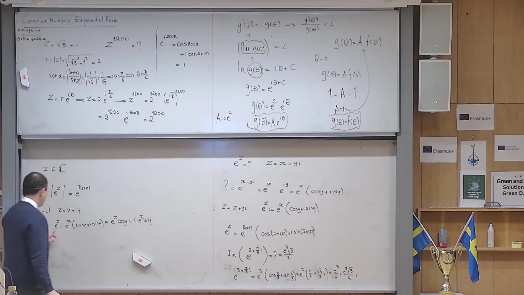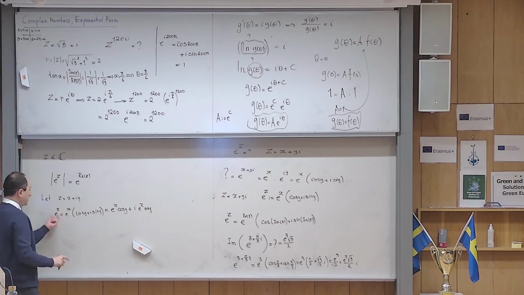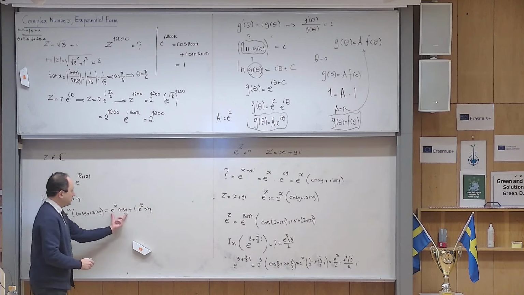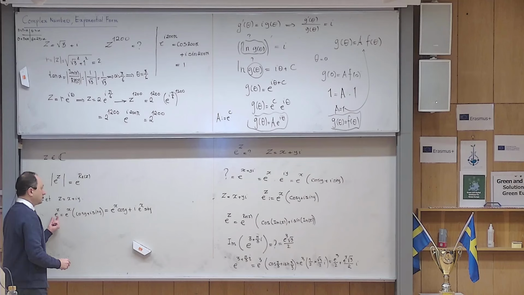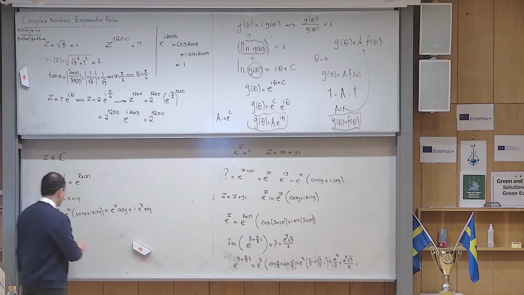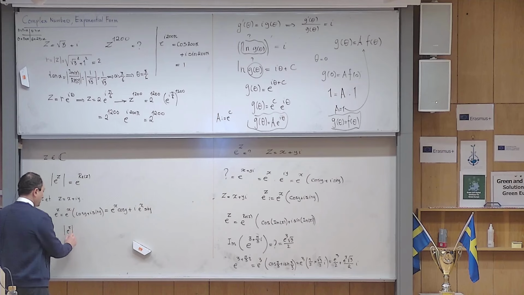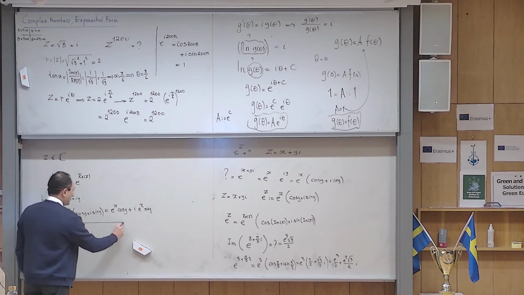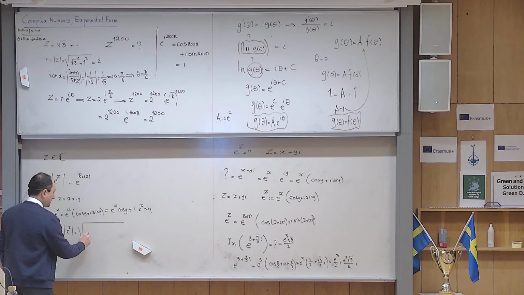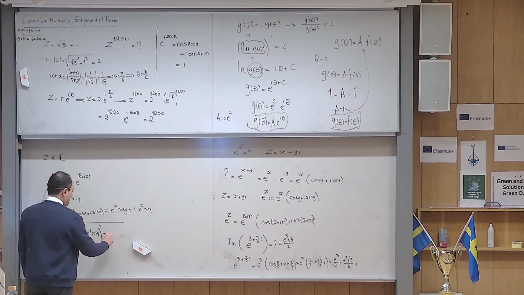Yes? This is e to power z. Now if I ask you what is the real part of e to power z, you will show me this. What is the imaginary part of e to power z, you will show me this. So if I ask you what is the absolute value of this, you will say square root of the real part squared, plus the imaginary part squared.